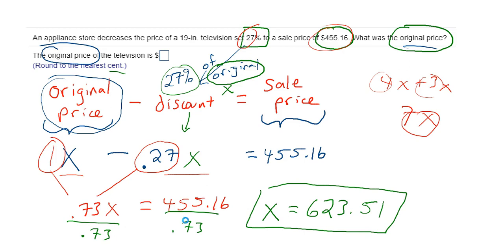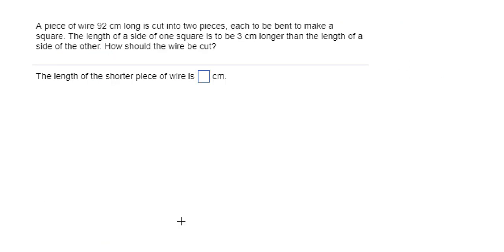All right. Let's take a look at another problem where things are going to be a little bit different. A piece of wire, 92 centimeters long, is cut into 2 pieces, each to be bent to make a square. So we're taking one wire, cutting 2 pieces out of it, and each piece will be folded into a square shape.